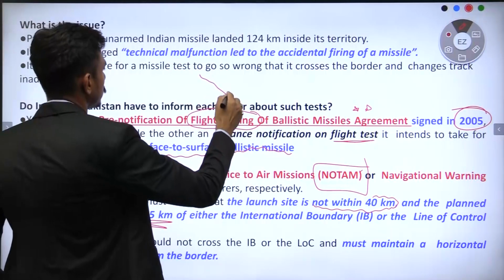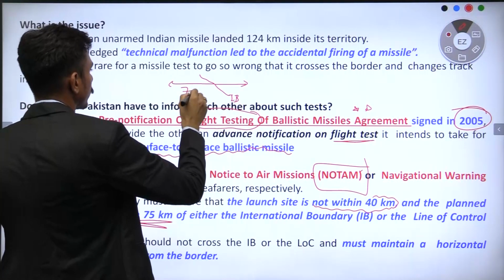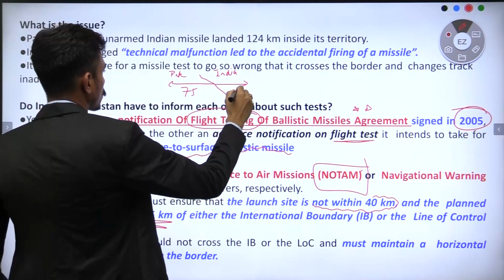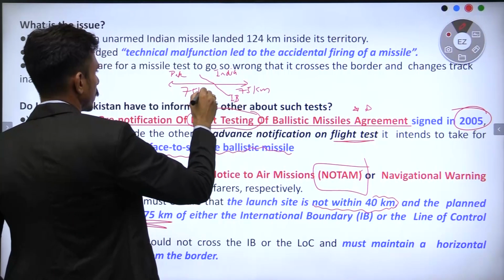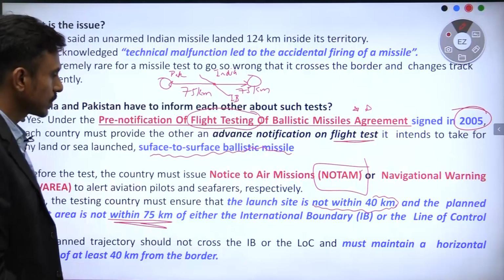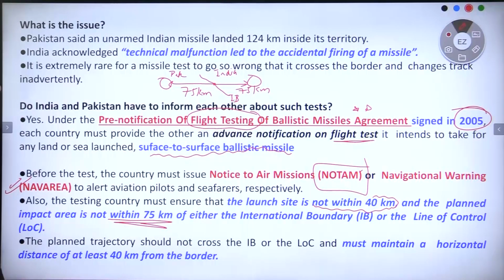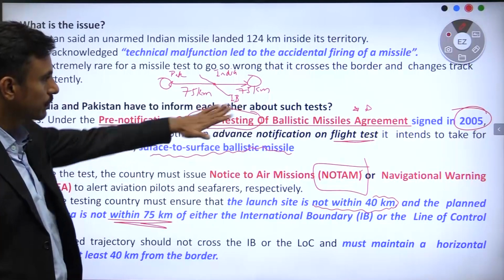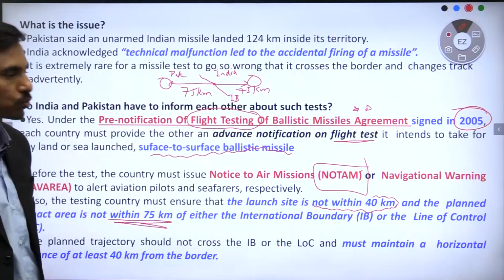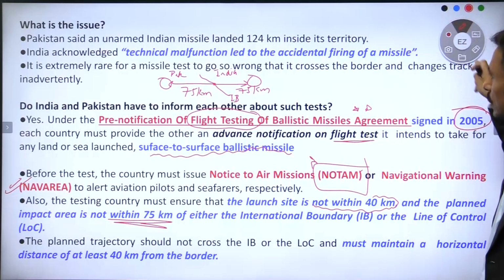For example, if this is the international boundary, then the impact area should be 75 kilometers. Let's say it is Pakistan and it is India. The impact area should be 75 kilometers from both India and Pakistan, right? Plus the launch site should not be within 40 kilometers, right? So I hope it is clear. So this is the pre-notification of flight testing of ballistic missiles agreement of 2005, and you have two policies, NOTAM and NAVARIA, right? I hope it is clear.